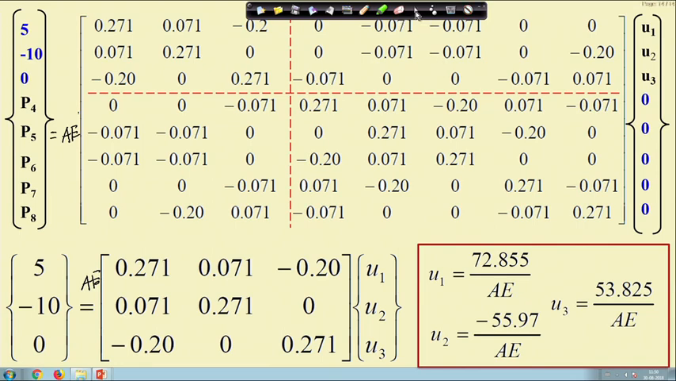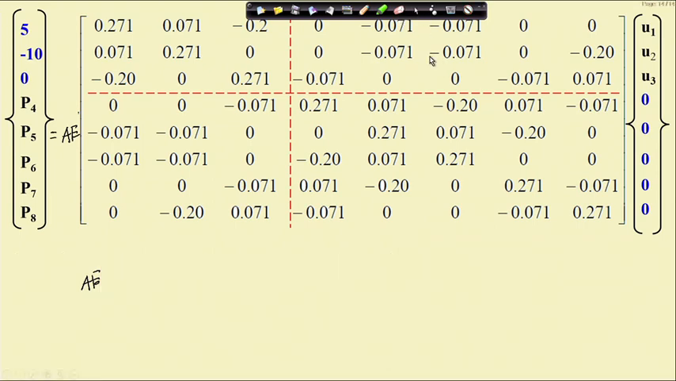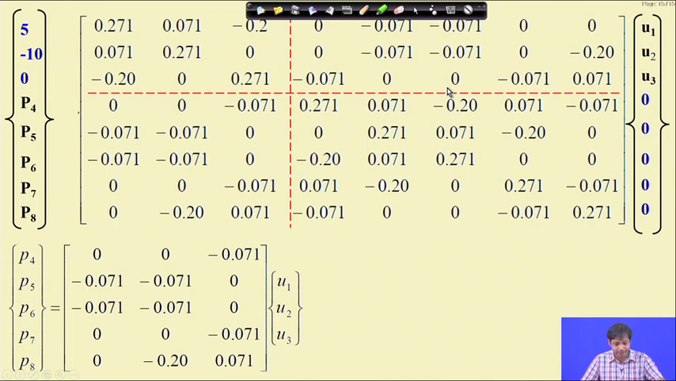Next we have to find out the other unknown forces. Now, use the second part. We could say by just looking at the structure that P1, P2, P3 are 5, minus 10 and 0 respectively, but we did not make any comment on P4, P5, P6 and so on. Now, we have to evaluate them. We can evaluate them by this block.